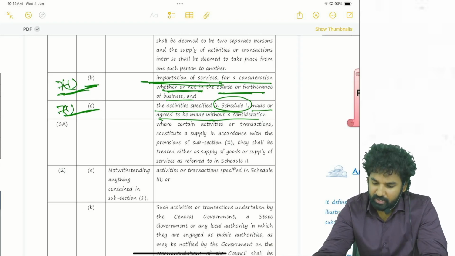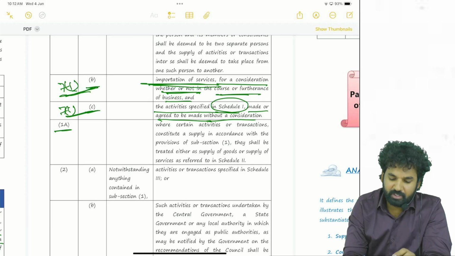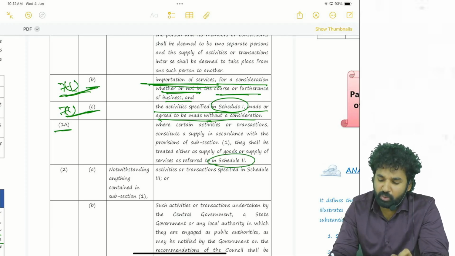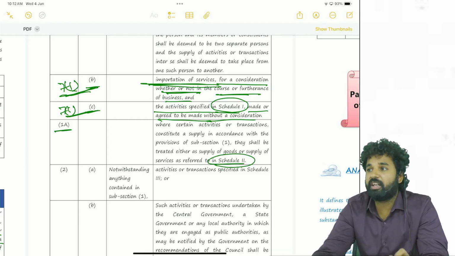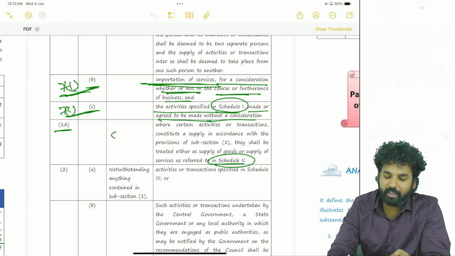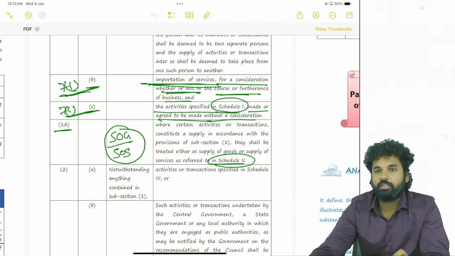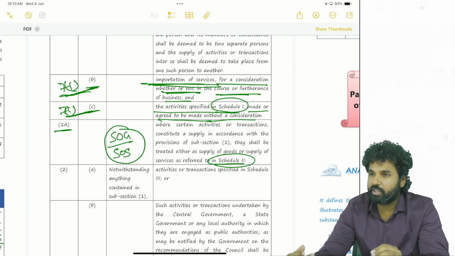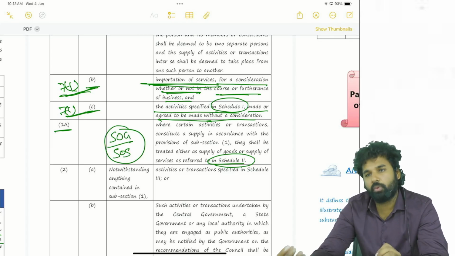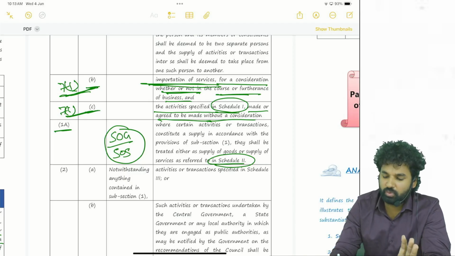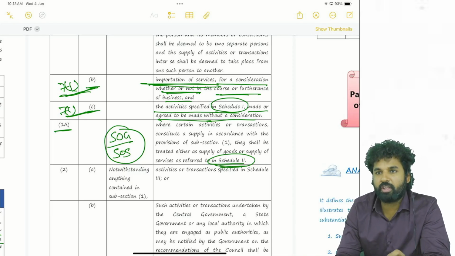Next, 7.1.1a is there. In 7.1.1a, schedule 2 is there. In schedule 2, there is a list of activities which shall be treated as supply of goods or supply of services, that is, whether an activity is to be treated as supply of goods or supply of service. This is what schedule 2 is.